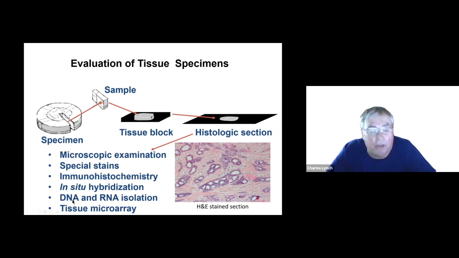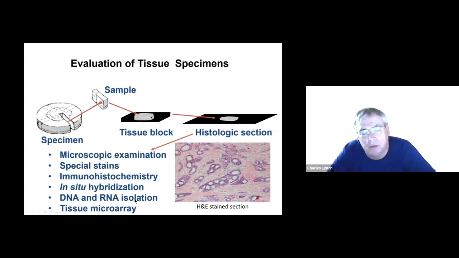And people now have the capability of doing DNA and RNA isolation as well. The ability to do this has evolved to the point where it can be done. 10, 15 years ago, people would say, no, the DNA is all chopped up, it's no good, in formalin-fixed paraffin-embedded tissue.